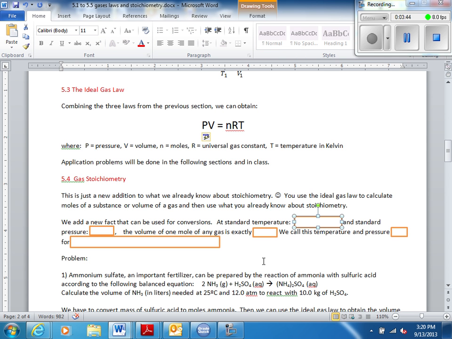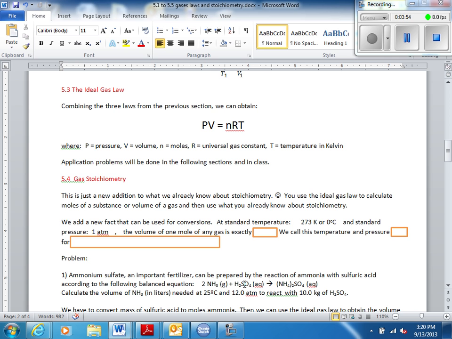There's some important things. At standard temperature, which is 273 Kelvin or 0 degrees Celsius, and standard pressure, which is 1 atmosphere, the volume of one mole of any gas is exactly, do you remember? 22.4 liters. And there's a nickname or a little acronym for this. It is STP, and that stands for standard temperature and pressure.